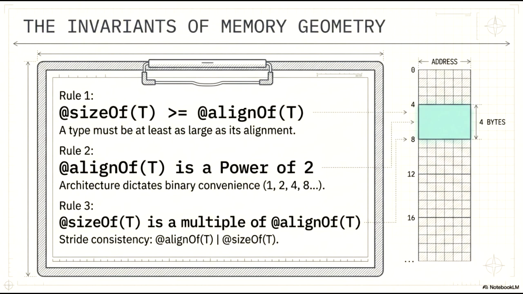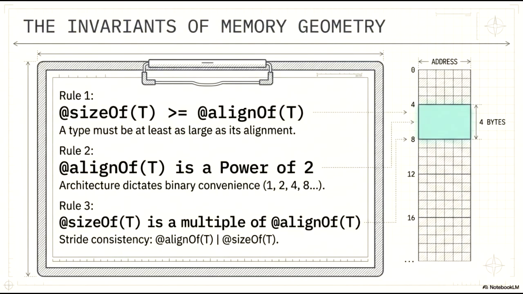Rule 3 mandates that the size of a type must be a multiple of its alignment. This property creates stride consistency. By ensuring the size is a direct multiple of the alignment, we guarantee that when these types are placed in an array, every subsequent element will automatically land on its required alignment boundary.